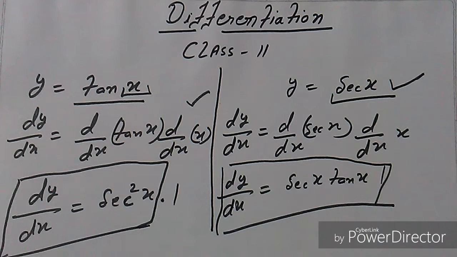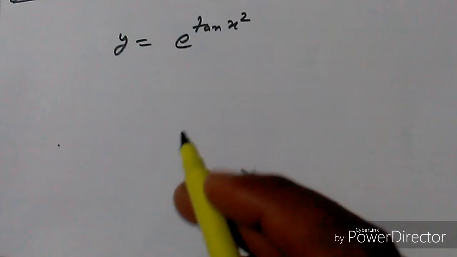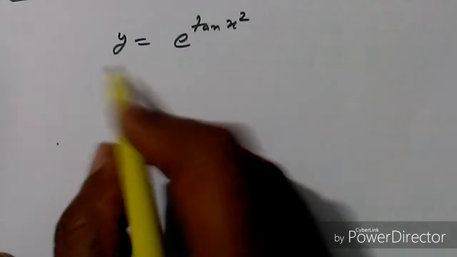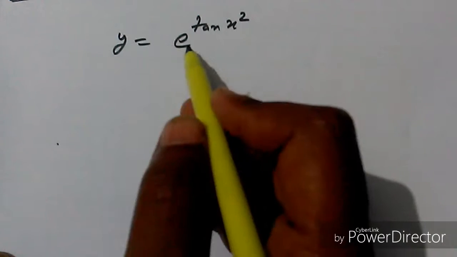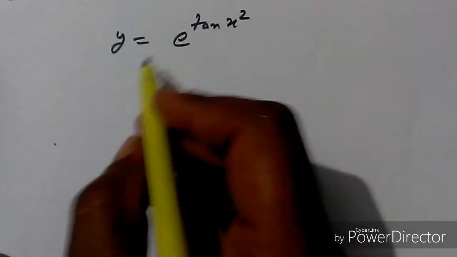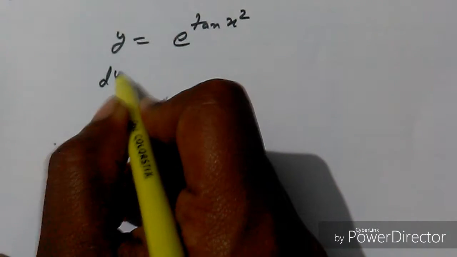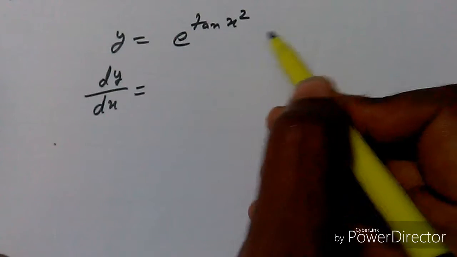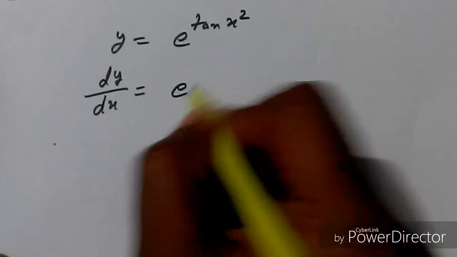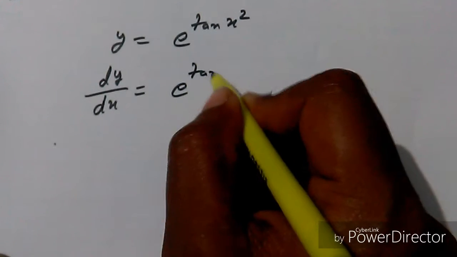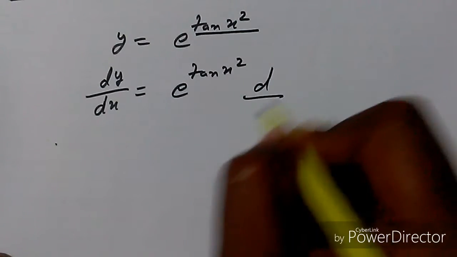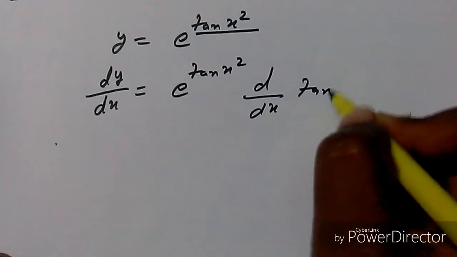Now we see some examples of tan x and sec x. The first example: y is equal to e to the power tan x square. Then how we differentiate it, dy by dx. First of all, that is an exponential function. Now e to the power tan x square is as it is, and we differentiate the power, d by dx of tan x square.